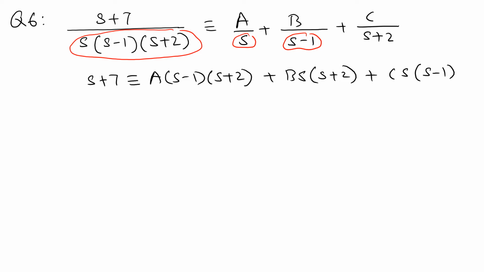S minus 1. So that's what you get. Now what we're going to do, the idea is if you want to find a term, we're going to use a substitution technique here. So the idea is this. Let's say you want to find a. Look at the other two terms and find what is common in the other two terms. And you can see s is common in the other two terms.